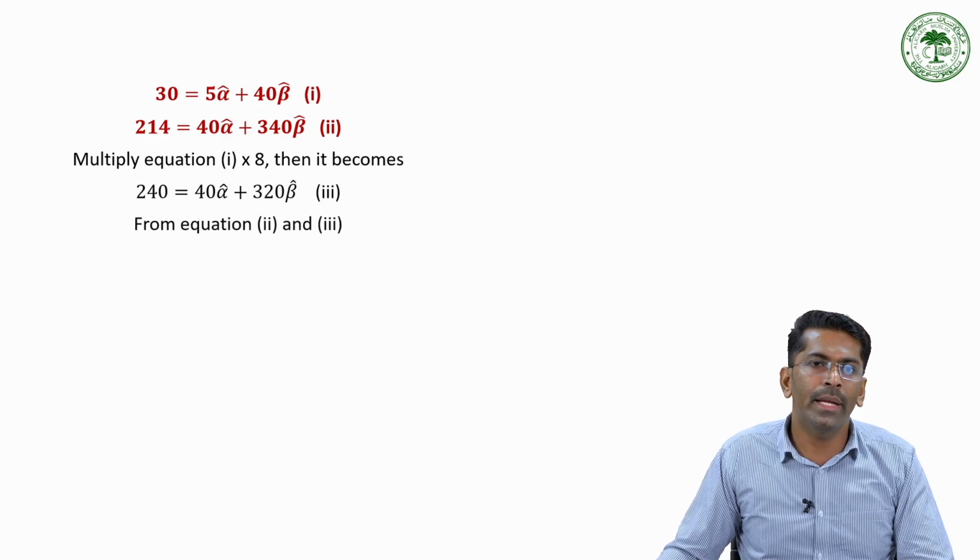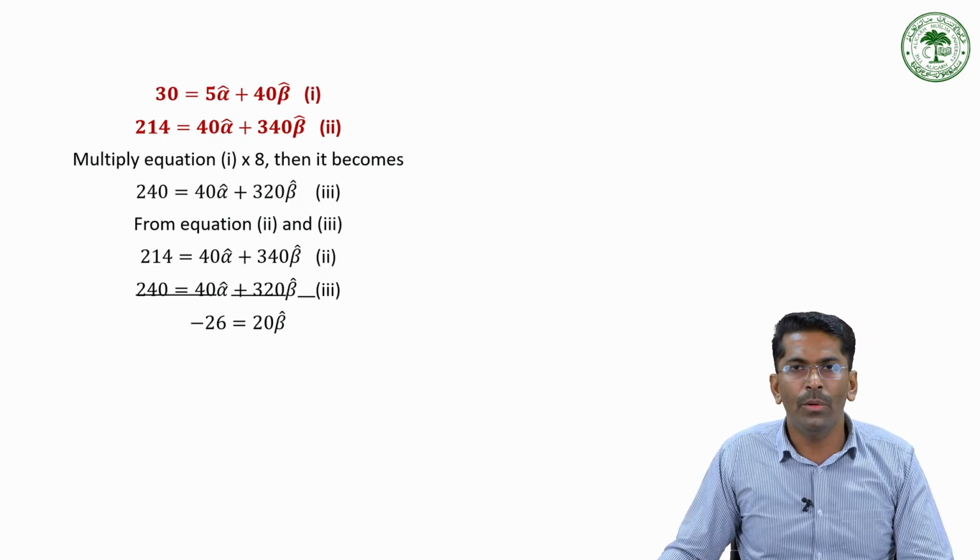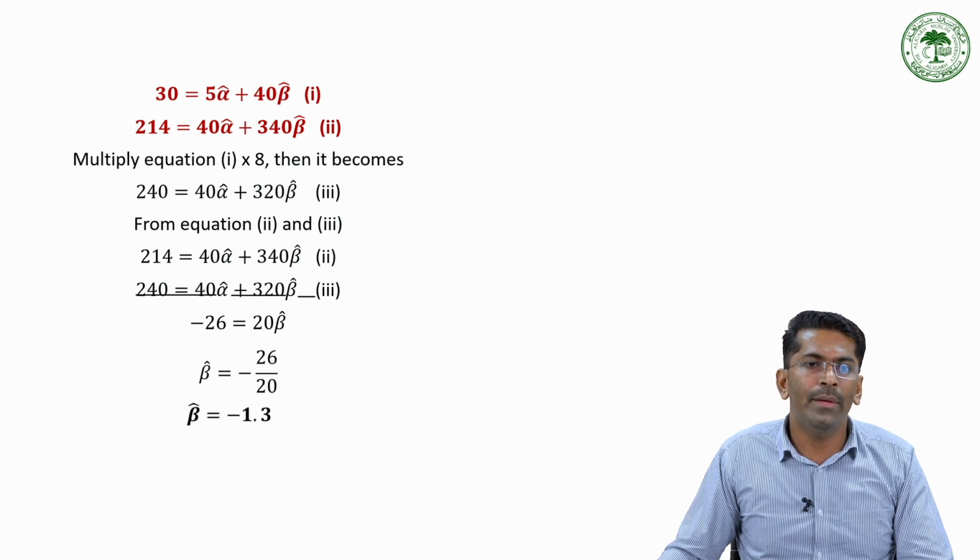This is equation number 3. Considering equation number 3 and equation number 2, I am going to subtract. Then 214 minus 240 is equal to minus 26, which is equal to 40 alpha hat, and 40 alpha hat will be cancelled out. 340 beta hat and 320 beta hat give 20 beta hat. So here beta hat is equal to minus 26 divided by 20, which is minus 1.3.